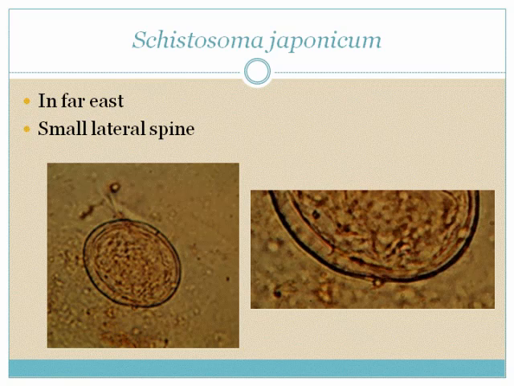Schistosoma japonicum is seen in the Far East. It has a very, very small lateral spine, kind of hard to see in that picture, but here's a closer up picture of it. That's how we tell the difference between the schistosomas, is looking at where the spine is located and how large it is.